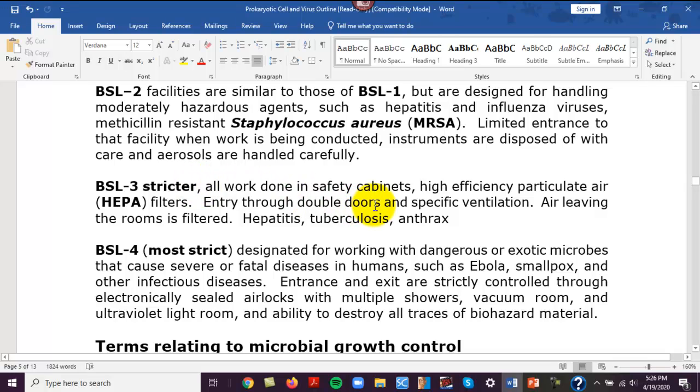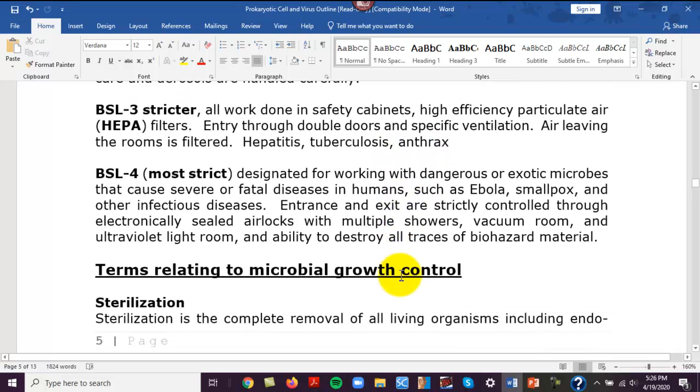So all work is done in safety cabinets, high-efficiency particulate HEPA filters, double doors: hepatitis, tuberculosis, anthrax, the higher-end bad stuff. A BSL-4, if you work there, I guess you would go home and maybe get used to it, paranoid, but I guess they would call the coronavirus in there, but smallpox is fatal. Kills just about any person. There's no more smallpox, but the term is virulent. It's very deadly. So is Ebola.